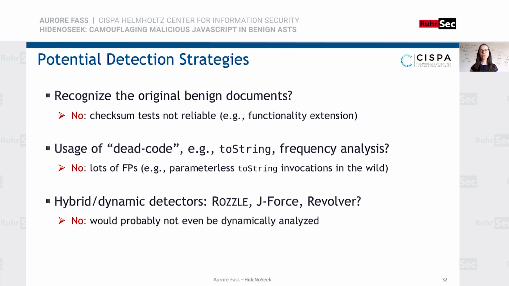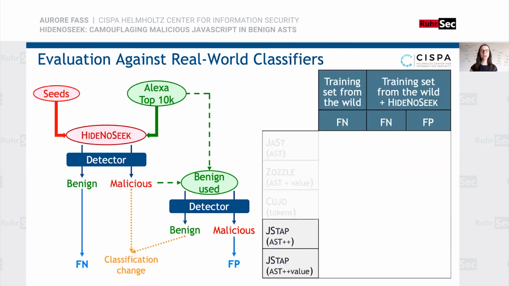Finally, what about a control flow and data flow based detector instead of purely syntactic detectors? Well, it is interesting and definitely not straightforward. So let's go back to our previous slide with the evaluation against the static detectors. To the best of our knowledge, there was no such control flow and data flow based detector when we implemented HideNoSeek. So for this reason, we implemented JSTAP.